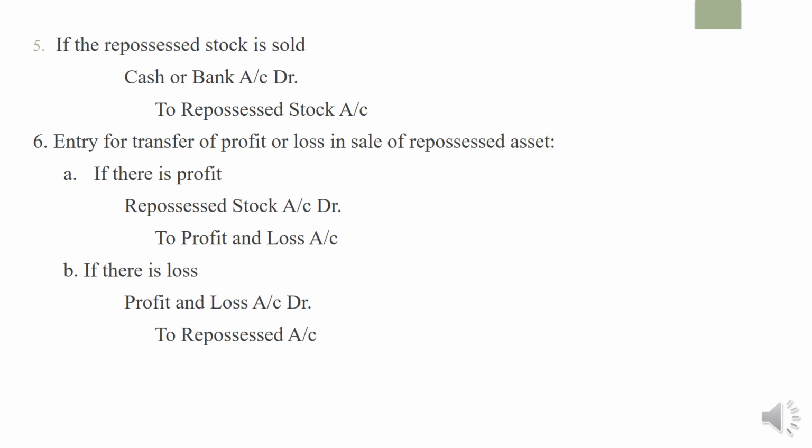Now the next journal entry: if the repossessed stock is sold, then cash or bank account is debited and repossessed stock account is credited with the amount for which it is being sold. Then the last one, the entry for transfer of profit or loss in sale of the repossessed asset. If the repossessed asset is sold at a profit, then repossessed stock account is debited with the amount of profit and profit and loss account is credited. And if there is a loss, then profit and loss account is debited and repossessed stock account is credited with the amount of loss.